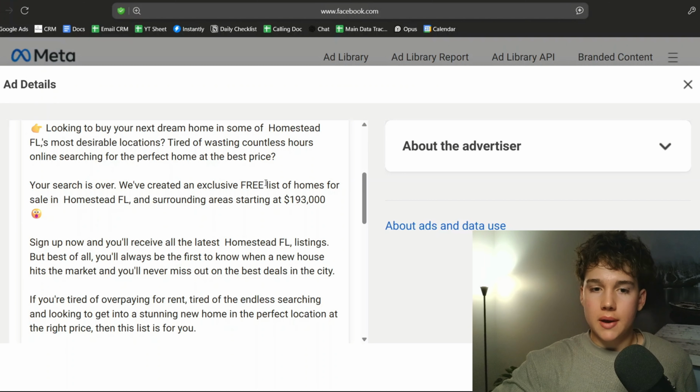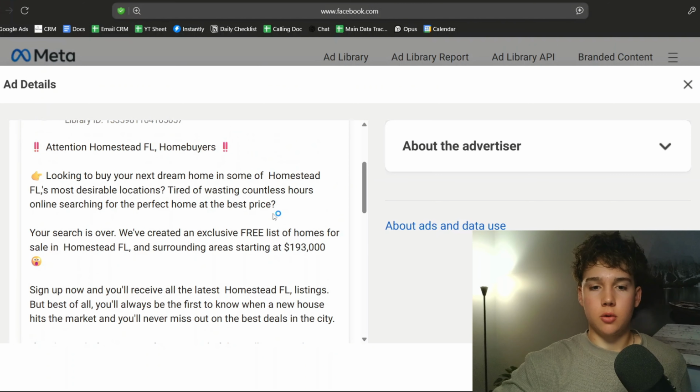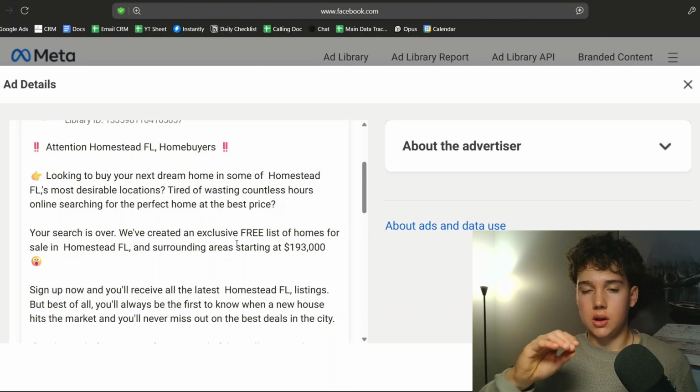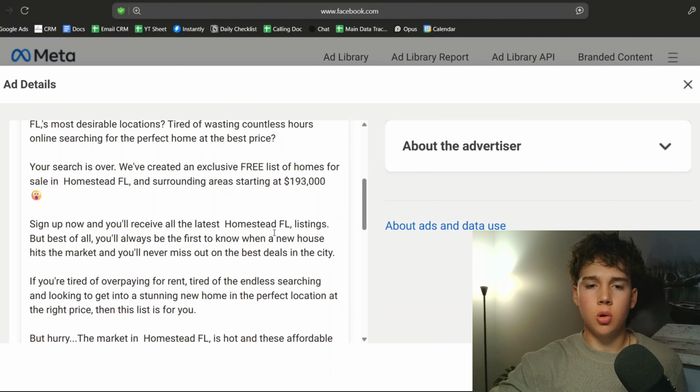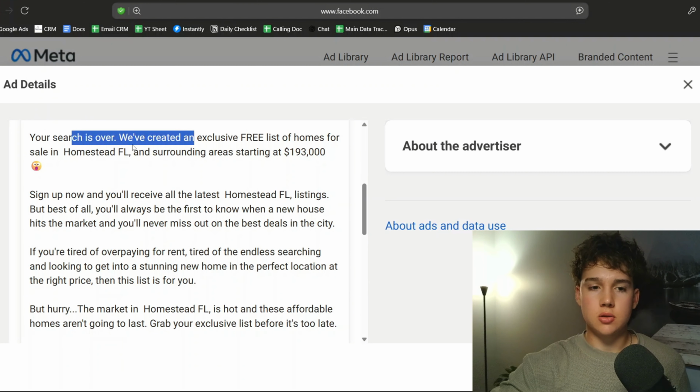What I would do though, again, free list of homes of what kind of home? If I'm someone looking for a luxury home and it says starting at $193,000, I'm going to be like, is this a joke? This is the problem with a lot of these Facebook ads, you say some ridiculous claims like this. Yeah, you're going to get a ton of people coming through, but if you're mentioning this and it really is a desirable area, I'm not familiar with Homestead, but starting at $193,000, in a lot of places you can't even buy a doghouse with that in specific cities. And I know Florida, the cost of living is a bit higher.